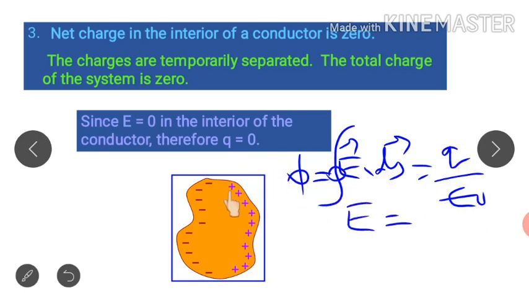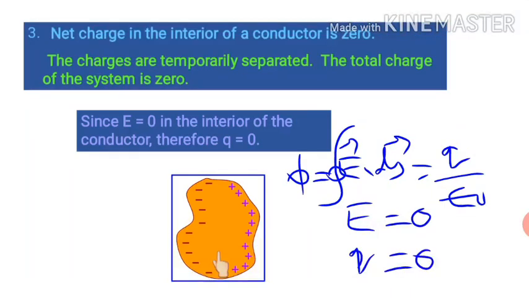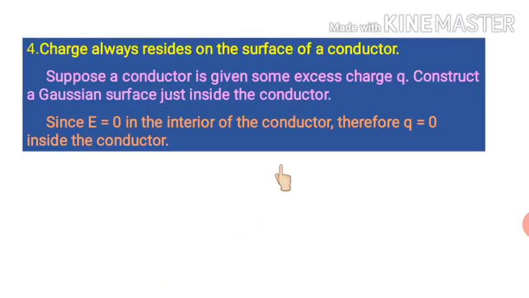Now we have already discussed that E inside the conductor is 0. So if E is 0, phi will be 0, and if phi is 0, Q will also be 0. So that's why the net charge in the interior of a conductor is 0. I hope things are clear.